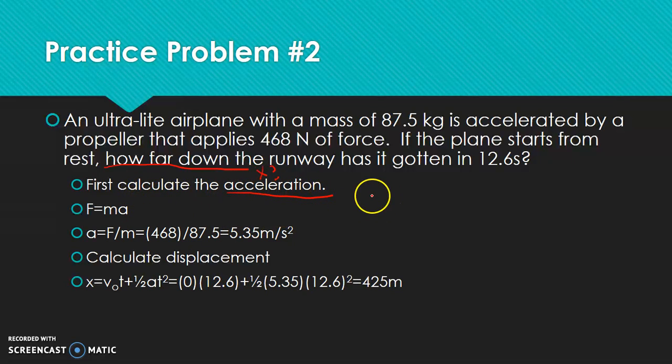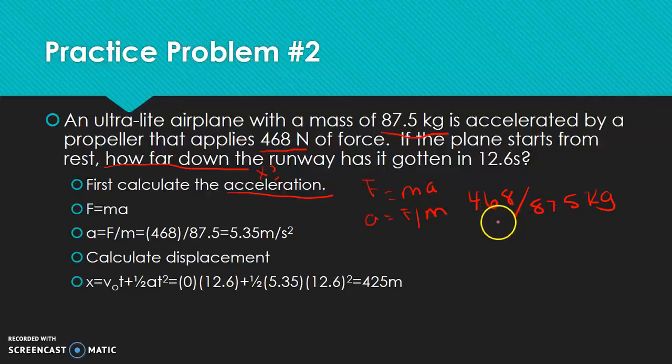So we're going to use that force equals mass times acceleration formula and solve for acceleration. We plug in what we know, 468, which is coming from the problem, divided by 87.5 kilograms, which also came from the problem. And if we put that in our calculator, it should be 5.35 meters per second squared. So now, since we know acceleration, we must calculate the displacement.